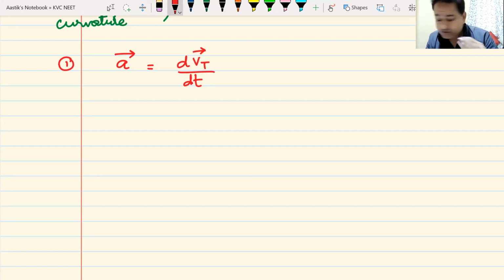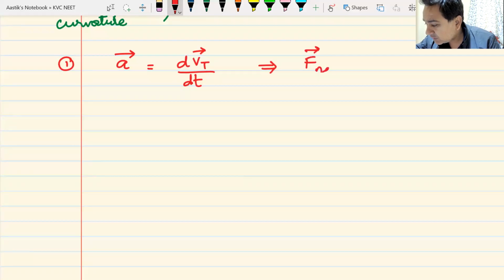Now this acceleration. Anybody who has an acceleration, that means a force is acting on it. Then we have Newton's second law of motion, which tells us that the net force acting on this particle should be equal to mass multiplied by acceleration.